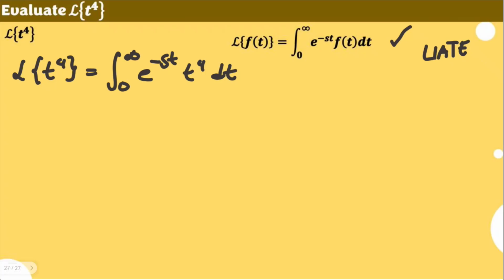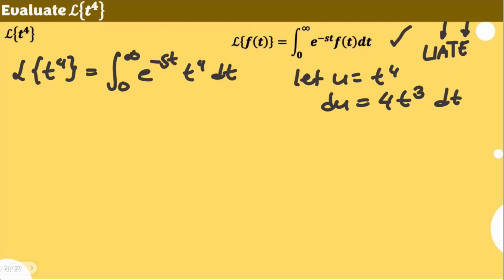It depends on your function, which would be preferred as your u and your dv. Of course, our t to the power 4 is an algebraic function, and our e to the power of negative st is an exponential. So by integration by parts, let our u be t to the power 4. That would mean du is 4t cubed dt. Because we have the integral of u dv, which we cannot integrate directly, it is equivalent to uv minus the integral of v du.